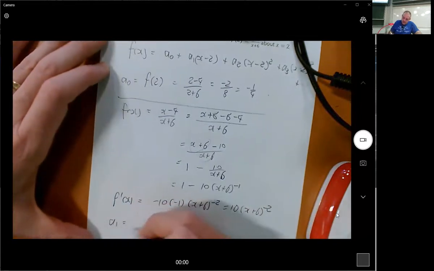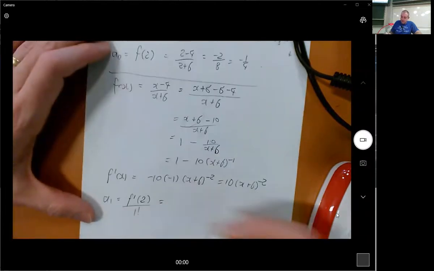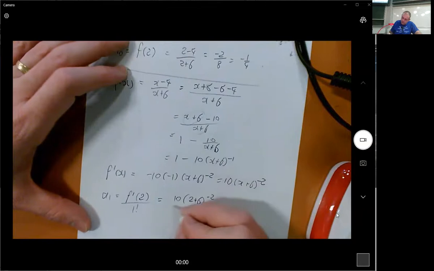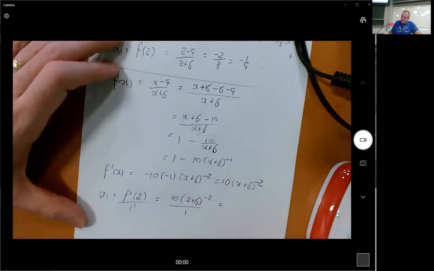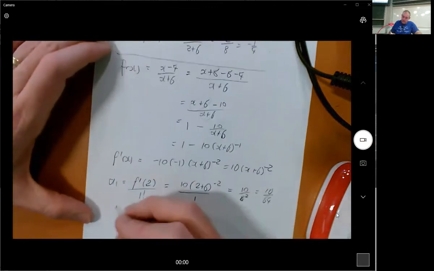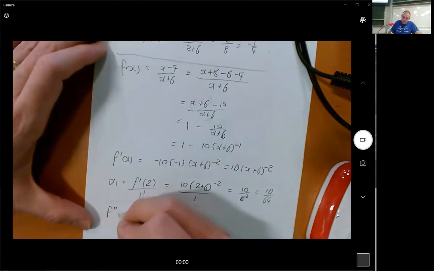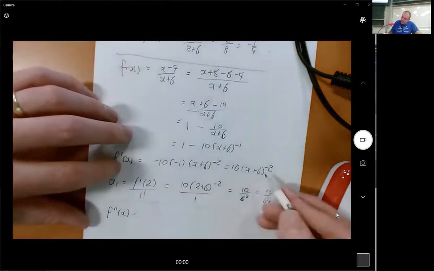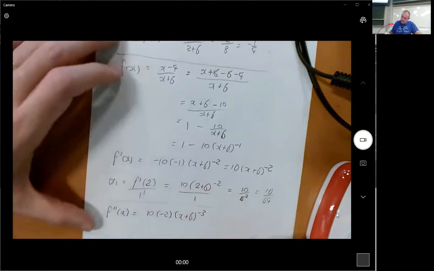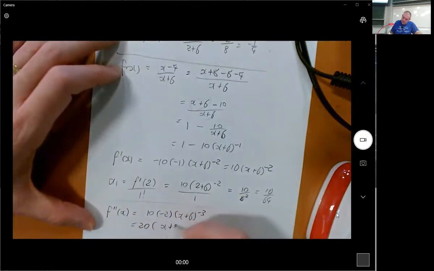And a1 is f dashed of the center over 1 factorial. So we've got 10 over 2 plus 6 to the minus 2 over 1, which is 10 over 8 squared. I'm just going to leave it like that. All right, to figure out a2, I'm going to need f double dashed of x, which according to this would be 10 times the current exponent, x plus 6 to the minus 3, which is 20, x plus 6 to the minus 3.